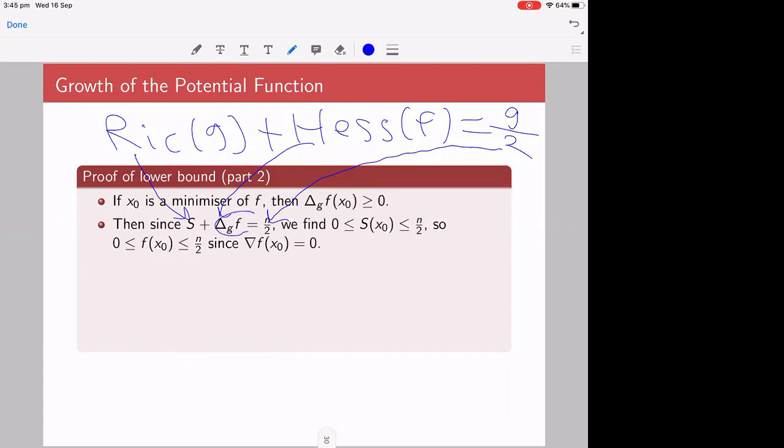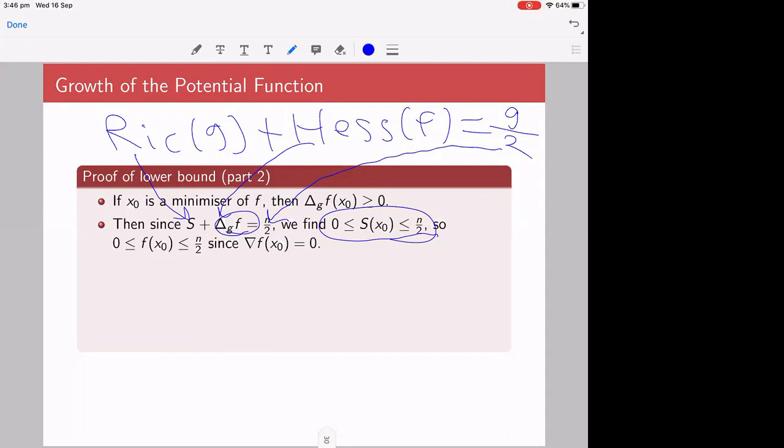We know that this term is now greater than or equal to 0. So what that tells us is that at this reference point, the scalar curvature has to be, well, we already know it has to be non-negative, but we now also know that it has to be less than or equal to n on 2. Finally, this tells us that the same has to be true for f of x naught, because remember we had that integral that told us how we could find the scalar curvature in terms of the function f and the gradient of the function f.